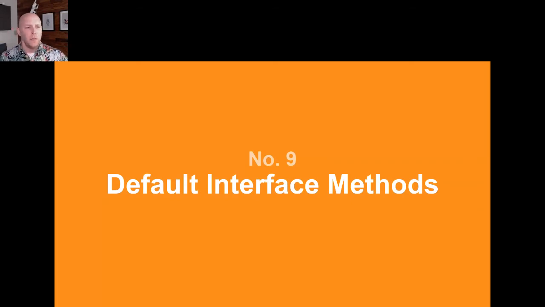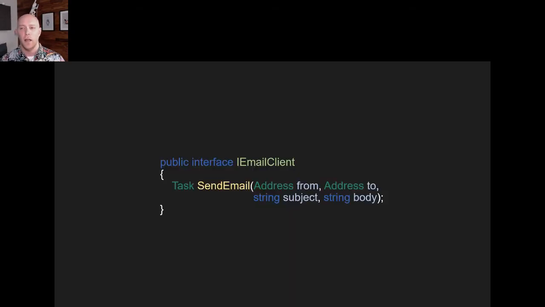At number 9, we have another one, which is default interface methods, which is one that I'm sort of torn on. It's a cool feature. It adds some functionality that's really cool, but it also introduces some interesting questions. And default interface methods is this idea that, say that you have this interface called IEmailClient, and it has one method called SendMail. It's asynchronous, returns Task. It has an address from and to and a subject and a body. That's it. Cool, I can send emails.